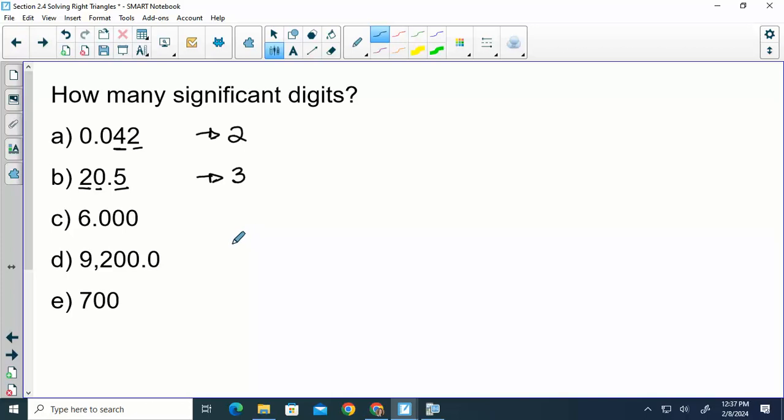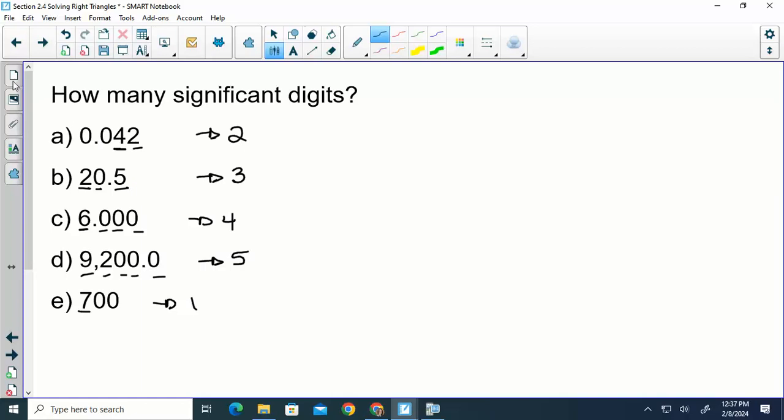C, how many would it have? We have the 6. If there is a decimal, we get to count these zeros. If there's not a decimal, we don't count zeros. So because we have a decimal place, we count them. So this has 4 significant digits. D, I count everything, so there would be 5. On E, there is only 1 because we have no decimal place, so we only get to count that first digit. All right. Any questions here?